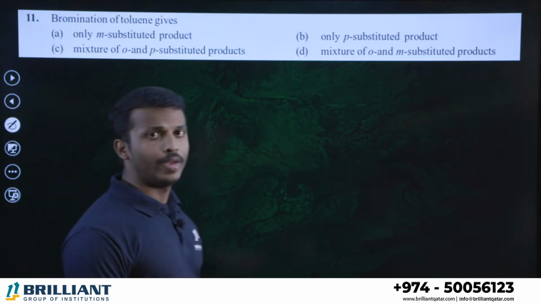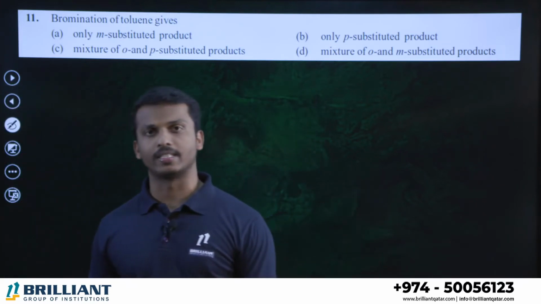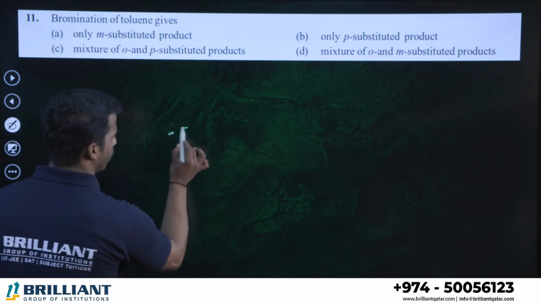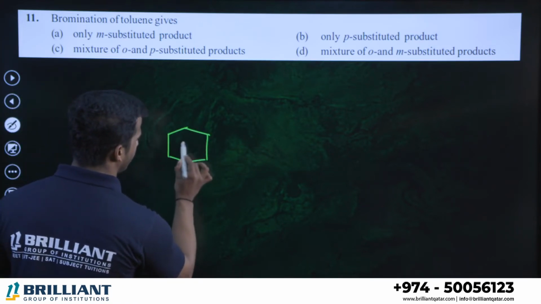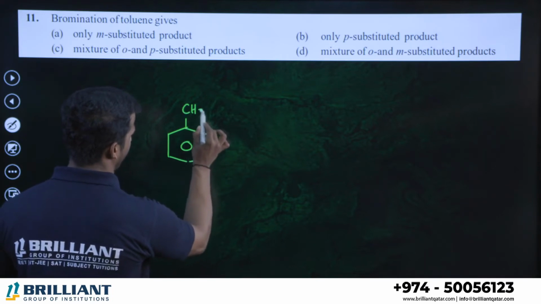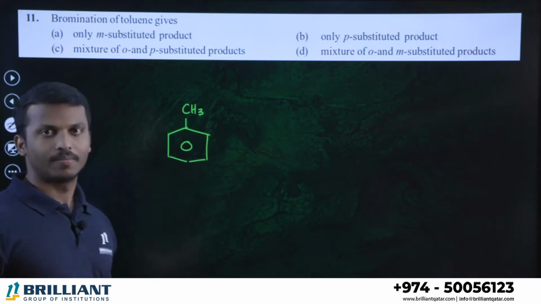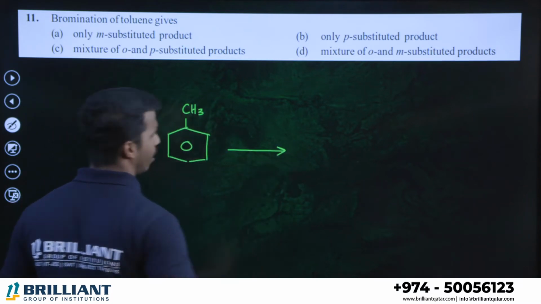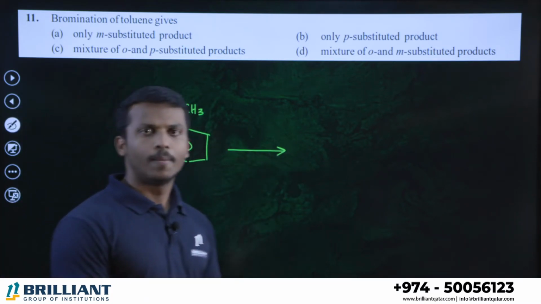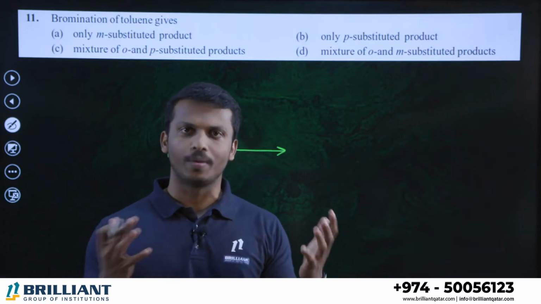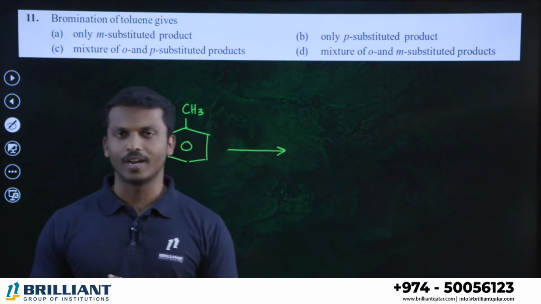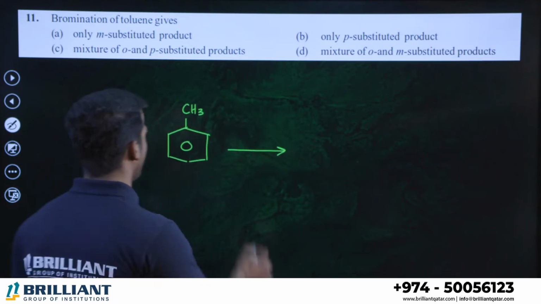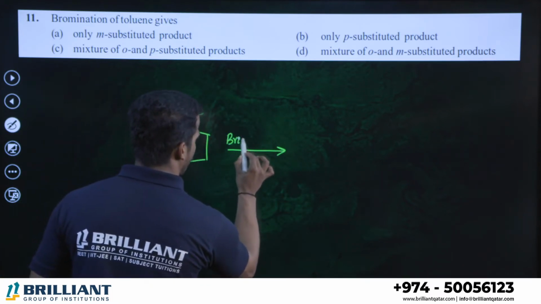Question number 11. Bromination of toluene gives. Haloalkane related chapter question. Bromination of toluene. You know, student, what is meant by toluene? Benzene with CH3. That's called toluene. All right. Bromination. Addition of the electrophile bromine. Okay, so bromination, normally we are using bromine in presence of CS2 medium, right? Carbon disulfide. If you want strong bromination, we can use bromine water.